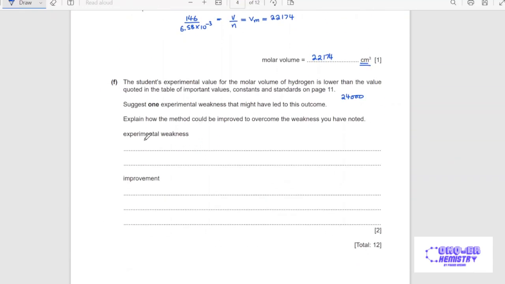Experimental weakness is that some hydrogen might have escaped or might escape between adding magnesium and stoppering the flask. And we saw that this was basically between steps 4 and 5.